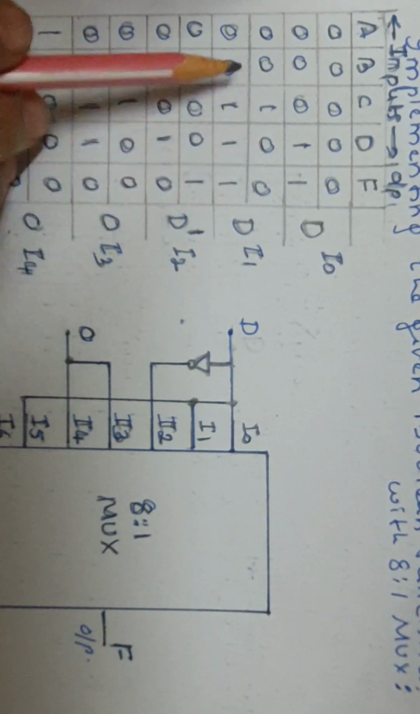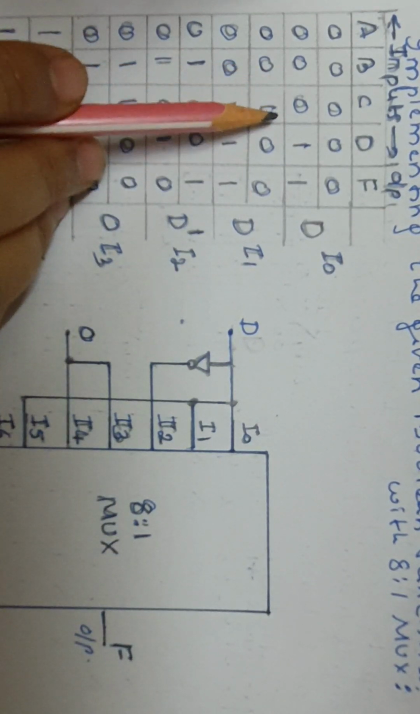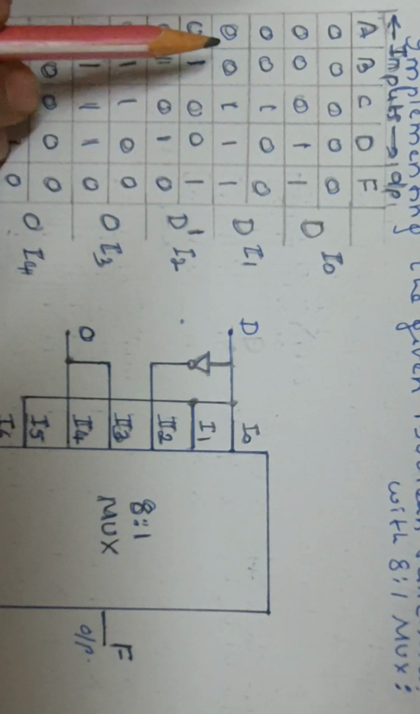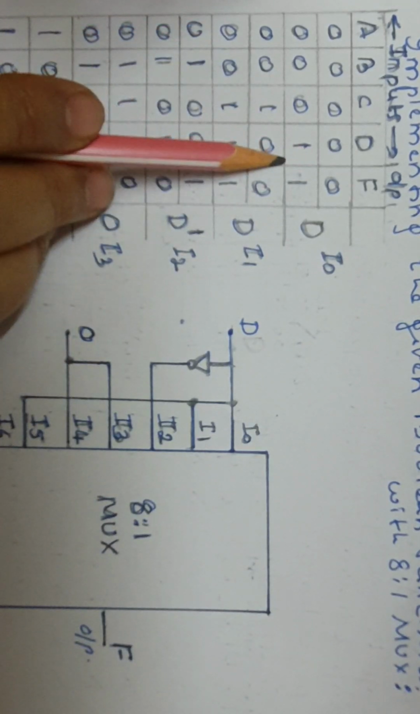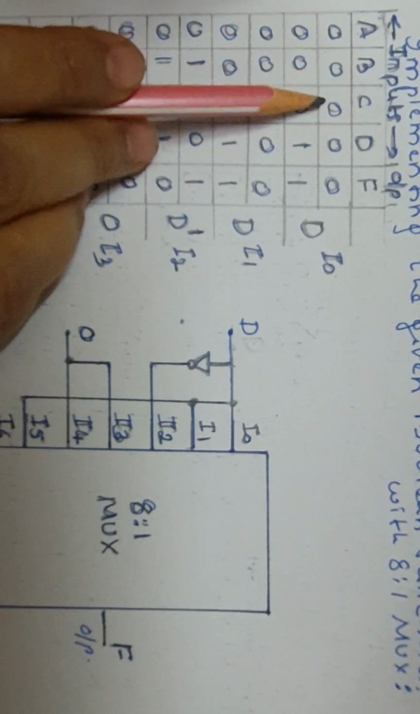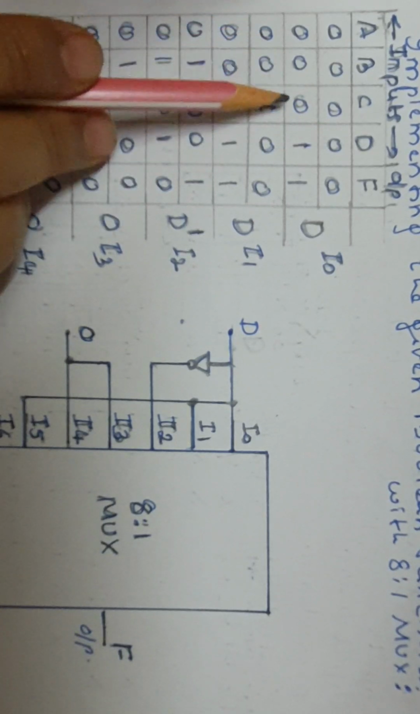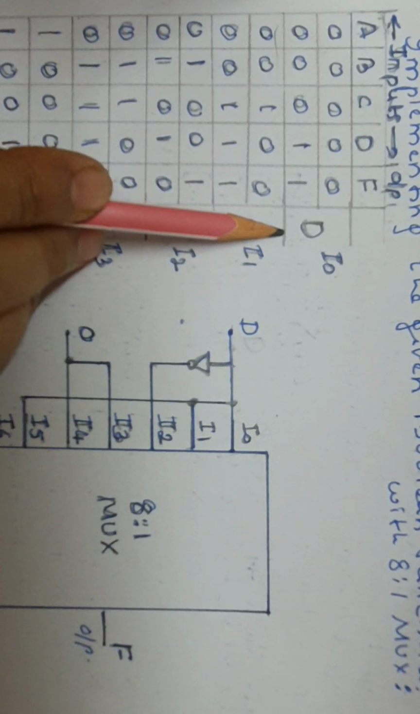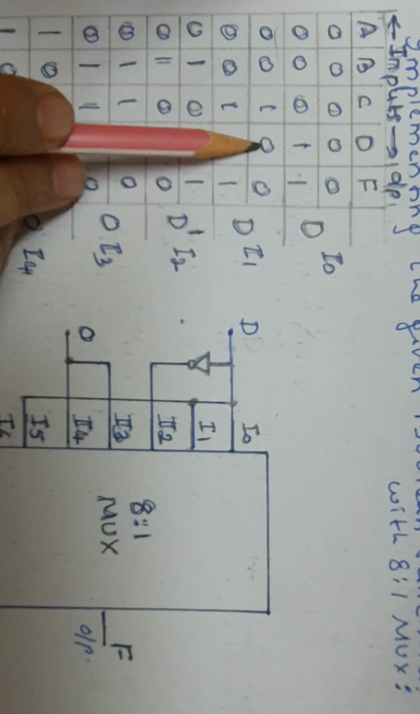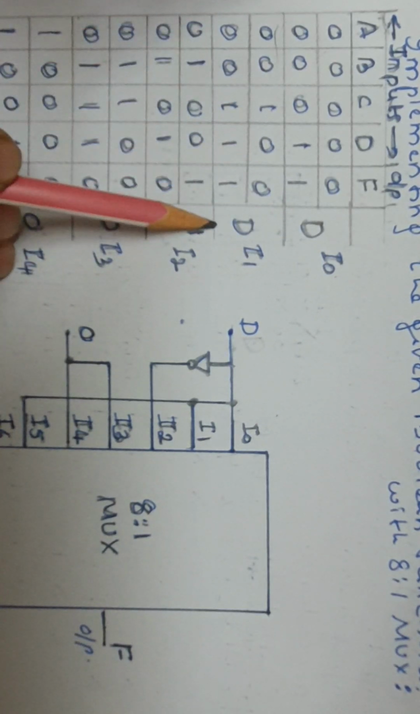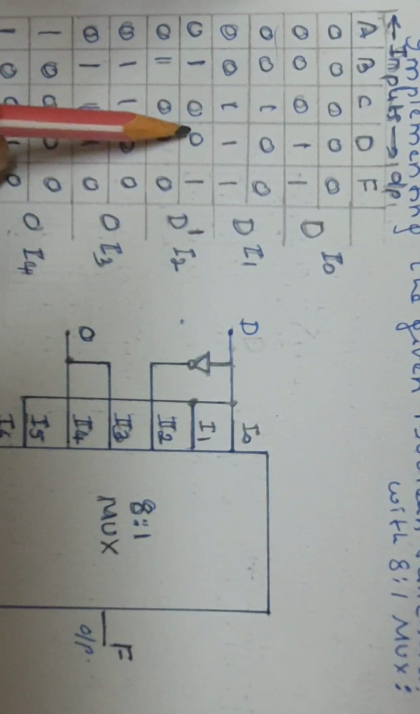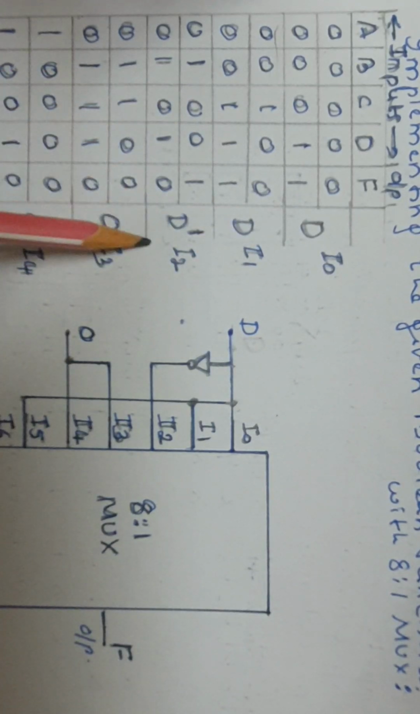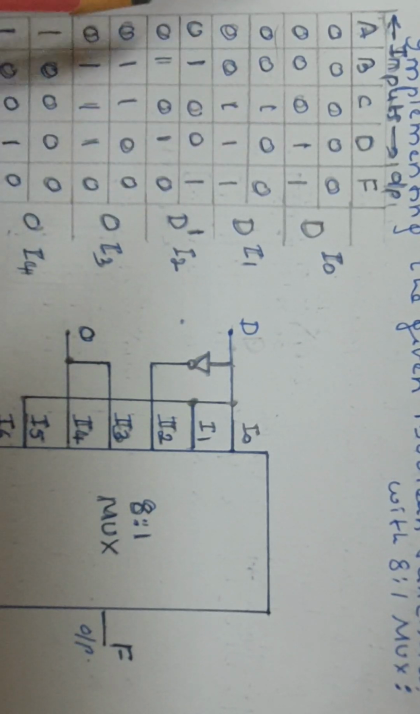Next step, we have to divide the min terms into groups. In each group, 2 min terms. So this M0, M1, that is 0 0 0 0 and 0 0 0 1, M0 and M1, one group. The second one, M2 and M3, second group. Similarly, M4 and M5, third group, and so on. We have grouped 2 min terms in one group starting from M0.